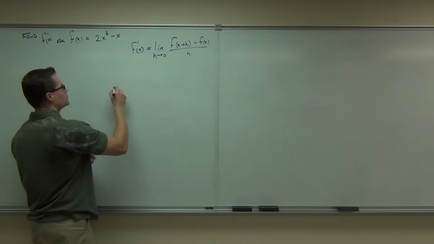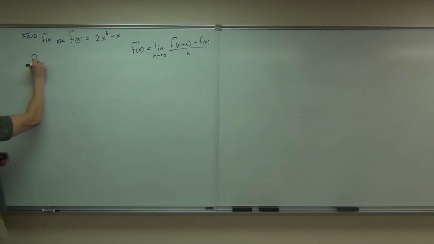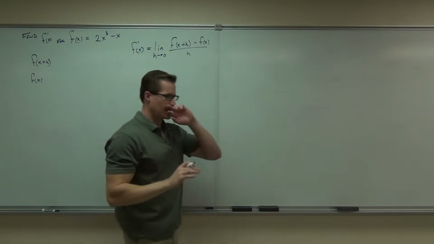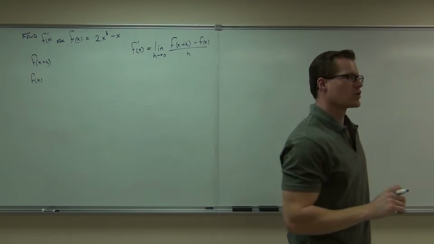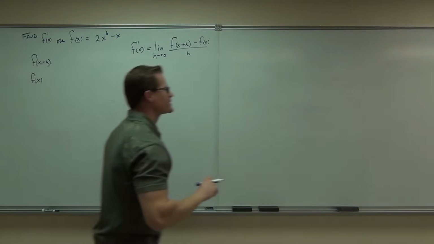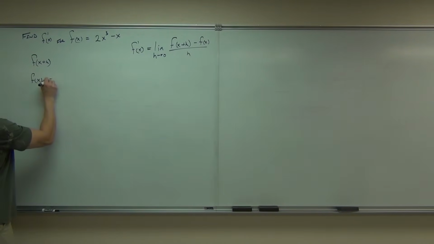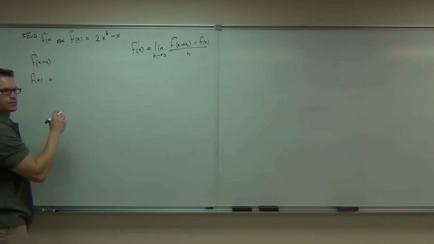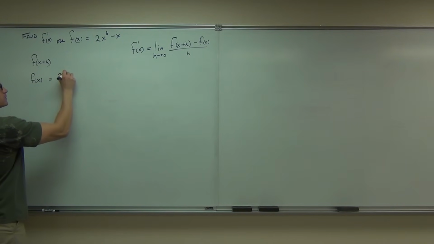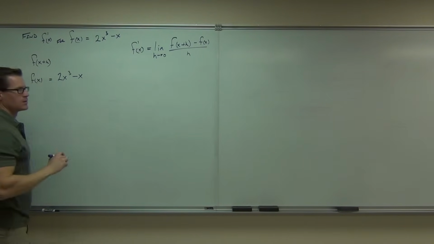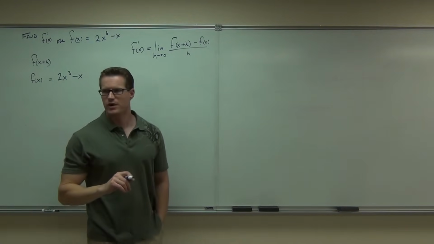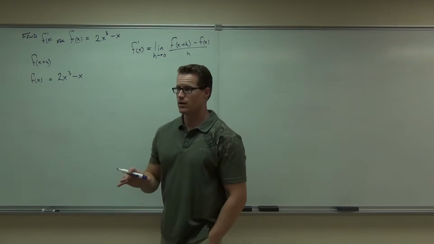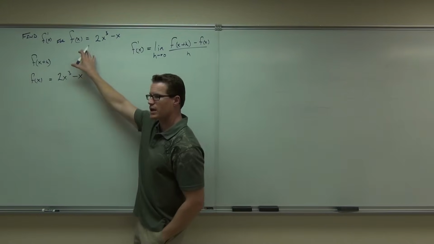What I've told you to do is find f of x plus h and find f of x before you fill that out. Find that off to the side. So my question is, can you tell me what is f of x in our situation right here? We'll start easy. 2x cubed minus x. Good. Are you all okay with the 2x cubed minus x, where that's coming from? So that's just our function. That's all we got to list down.